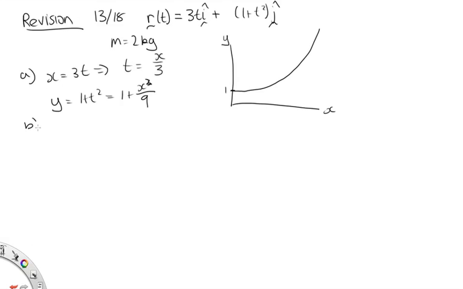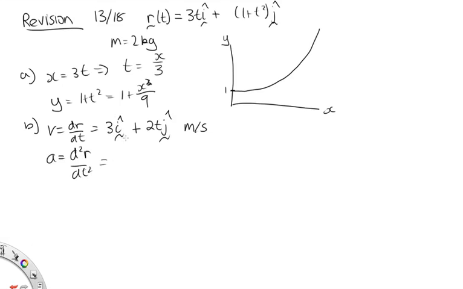Now part B says calculate the velocity and acceleration of the particle. The velocity is given by dr dt. So we need to take the derivative of this function with time. So in the i direction, 3t, take the derivative, we get 3i. In the j direction, we need to take the derivative of 1 plus t squared, which is just 2t in the j direction. So that's meters per second. For the acceleration, we take the derivative of the velocity, or the double derivative of the position.